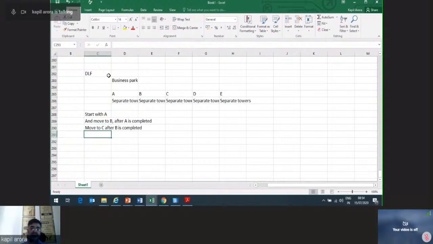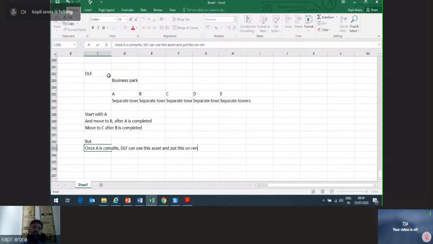But in this case, once A is complete, DLF can use this asset and put it on rent. What does it mean in case of Maruti? The unit A which was produced was not of any use unless unit E is produced.